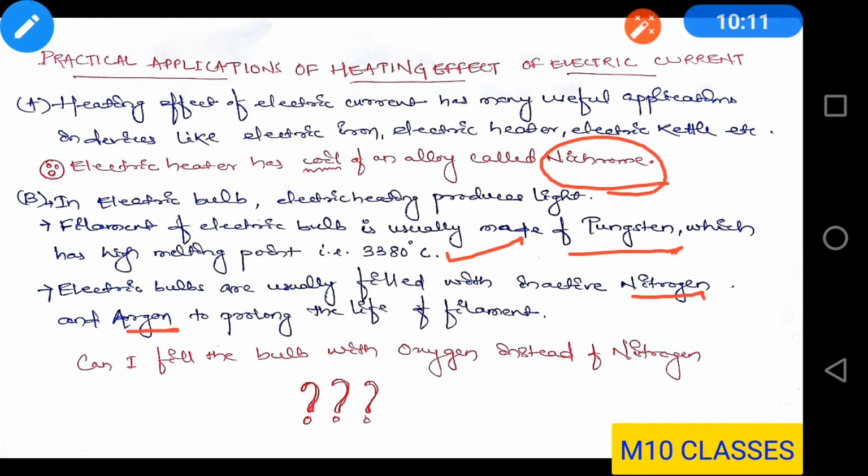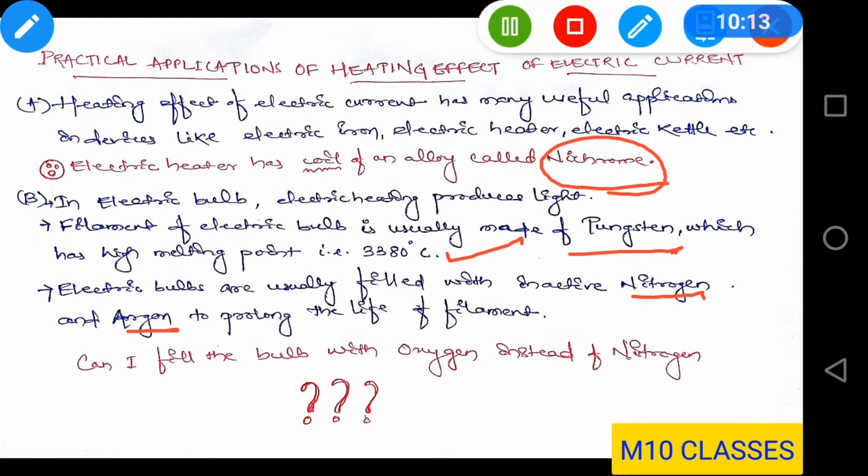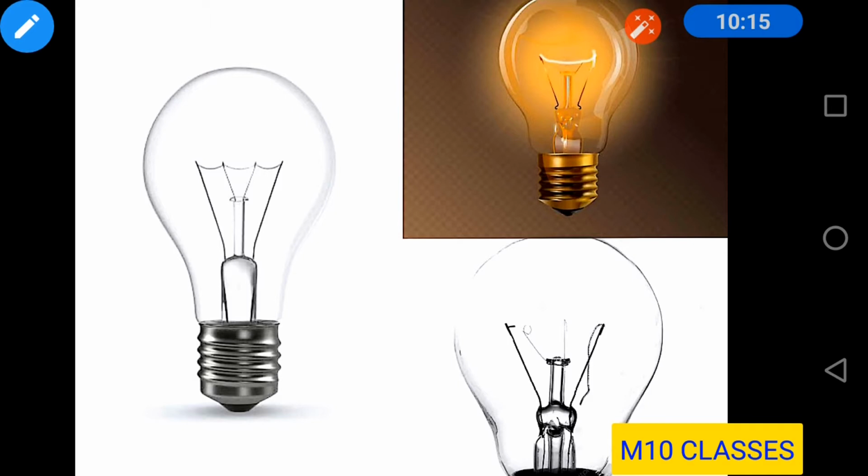Now let us see the picture of an electric bulb. Now see, this is the picture of an electric bulb. Here you can find the filament. It is actually a coil of thin tungsten wire, and whenever electricity passes, heat is produced in the tungsten, and that is why it glows.